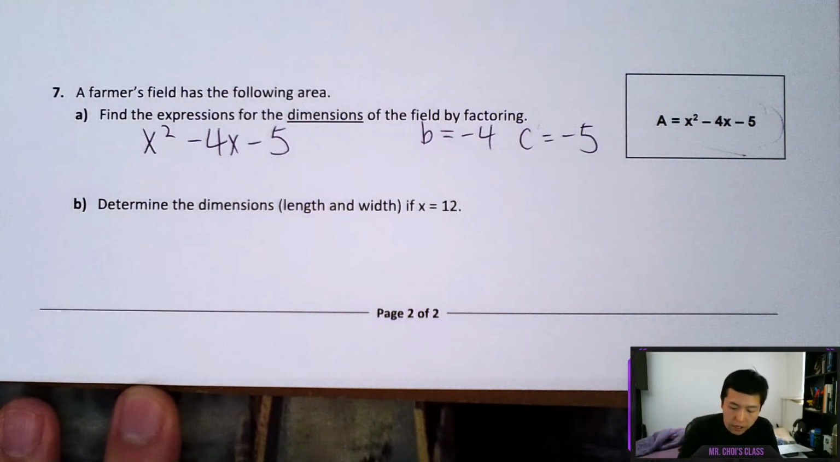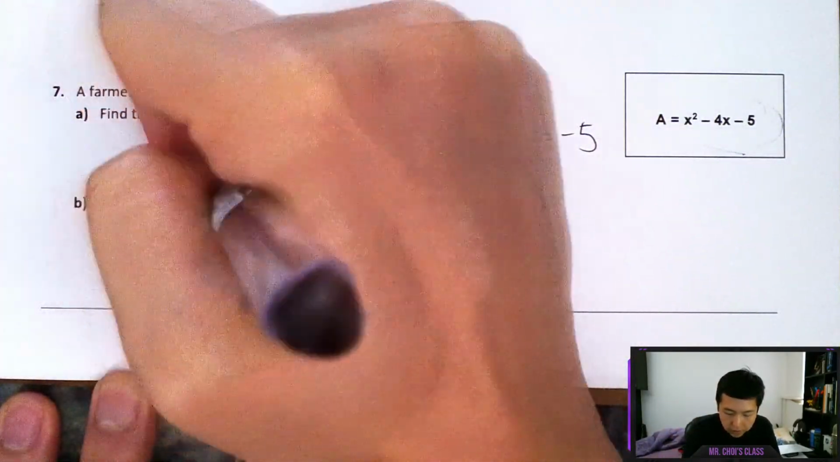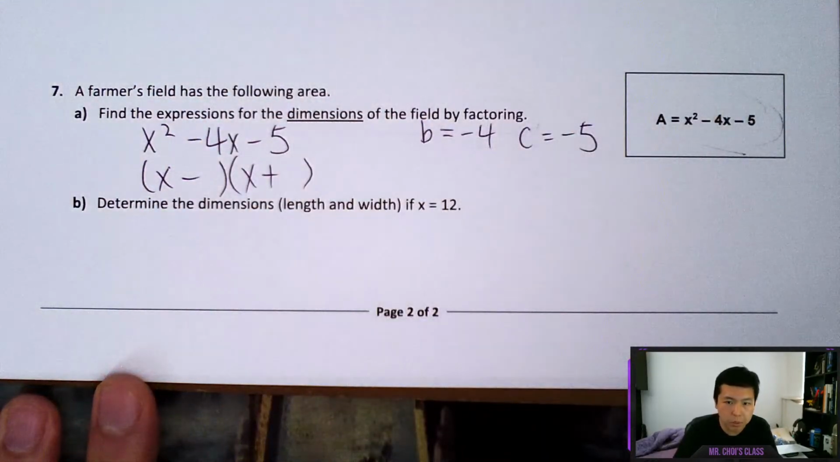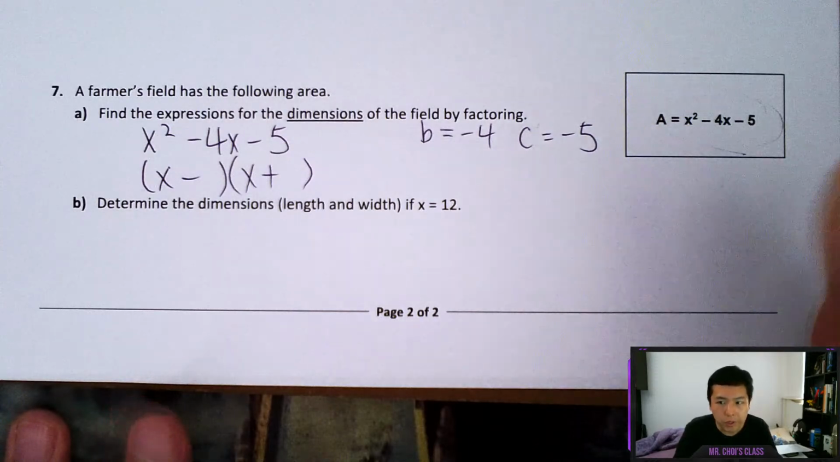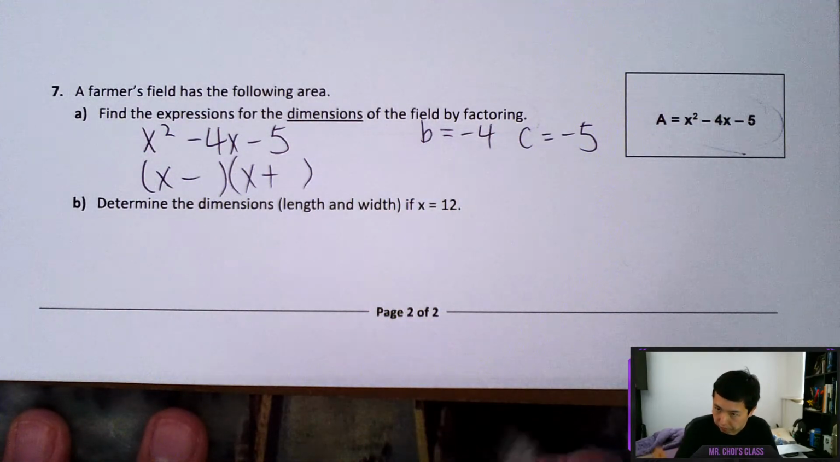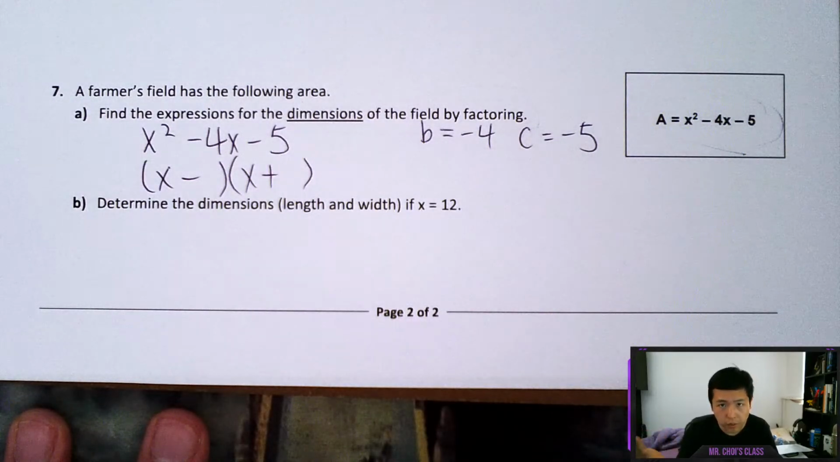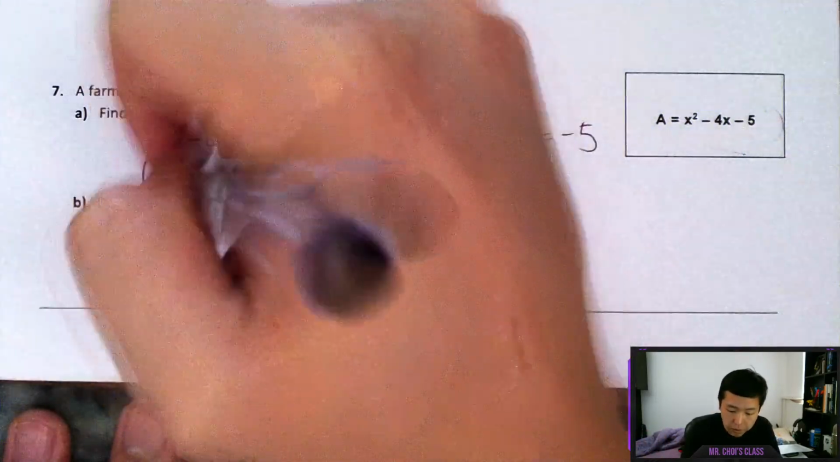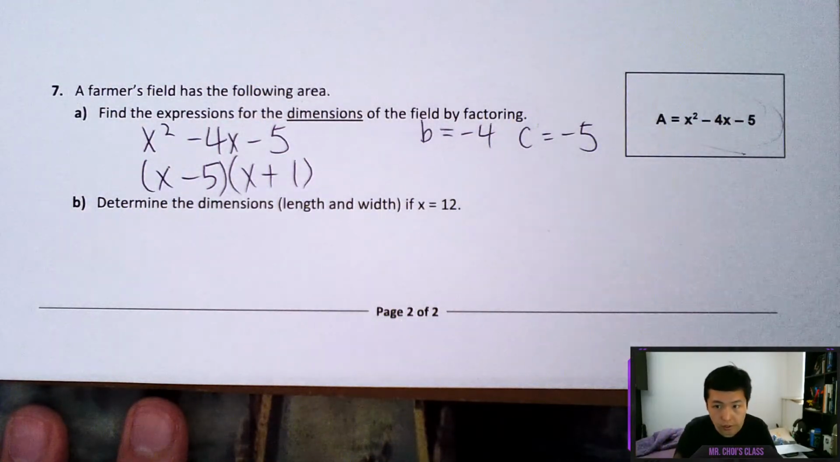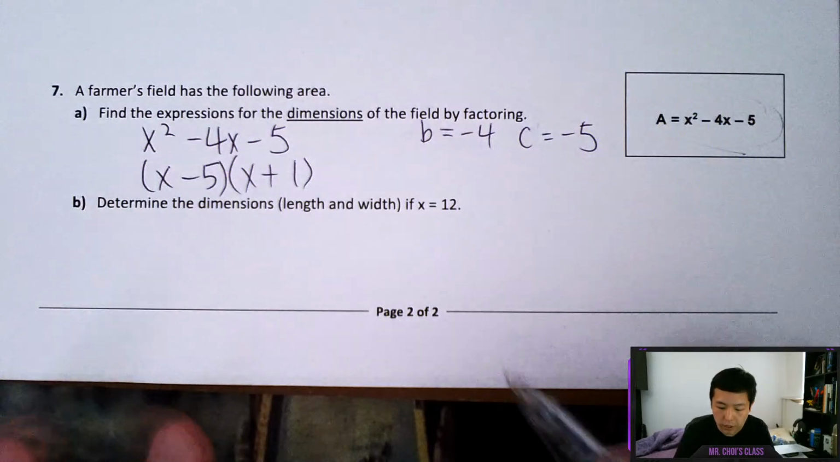Using the hints I gave you, it tells us that the first number is negative and it's the bigger number, and the second number is positive. 5 only has 2 factors. 5 is 1 and 5. And 5 is the bigger number, so 5 and 1. There. x minus 5, x plus 1. And there we have our factors.